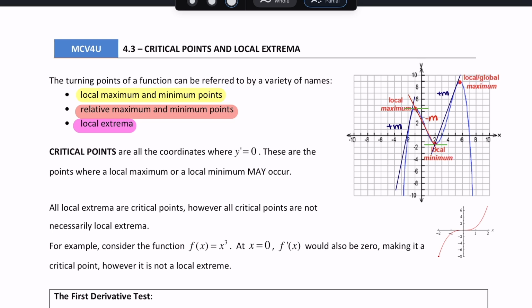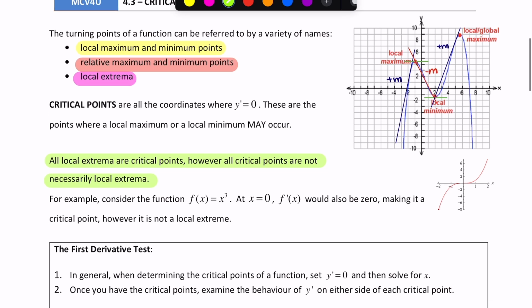So critical points, again, are all the coordinates where y prime is equal to 0. All local extrema are critical points, however, all critical points are not necessarily local extrema. For example, consider the function f of x is equal to x cubed. At x equals 0, f prime of x would also be 0, making it a critical point. However, it is not a local extreme at that point.